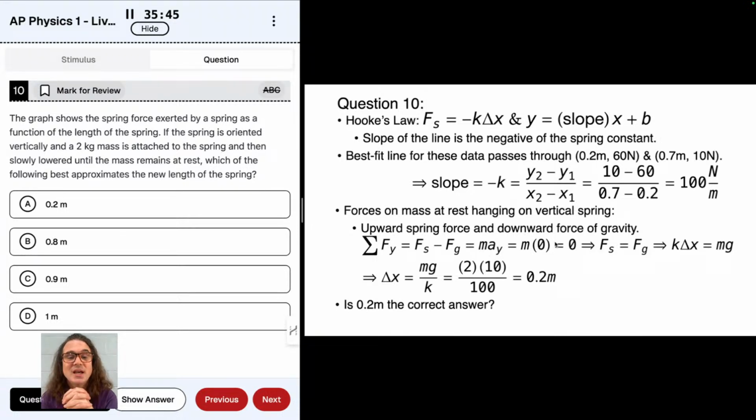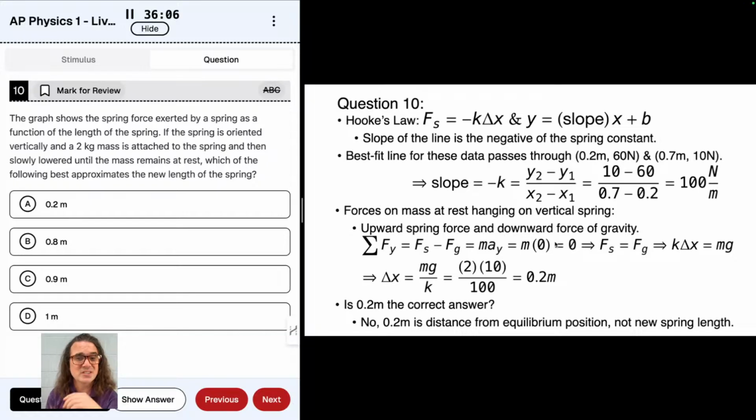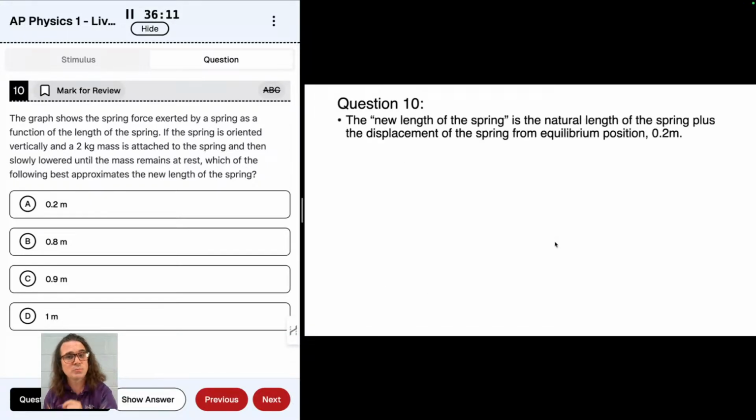No. But you know that some of you, when you solve problems like this, are going to get to a number that matches one of the answer choices, and you are going to just pick it. So please just slow down and think, please. 0.2 meters is the distance from equilibrium position, not the new spring length. So in order to get the new spring length, we need to add the displacement from equilibrium position to the natural length of the spring. So we're going to take the natural length of the spring and add 0.2 meters to it.